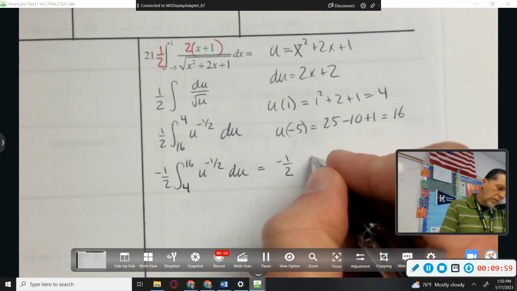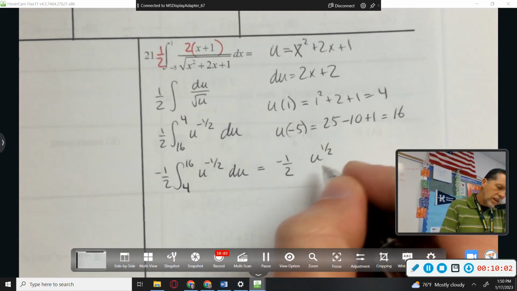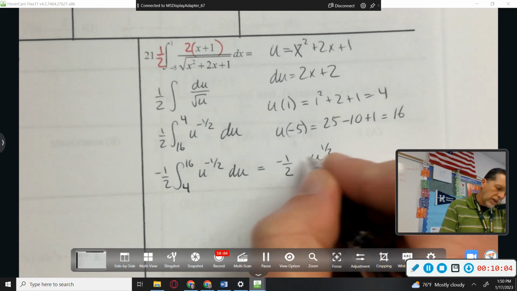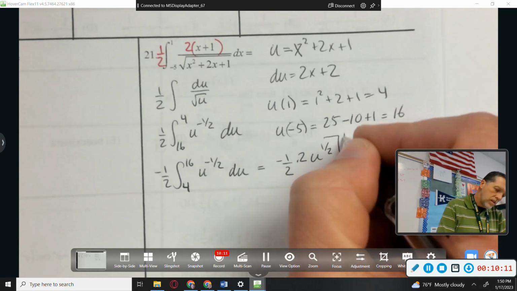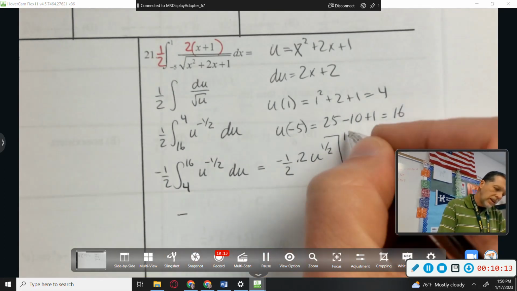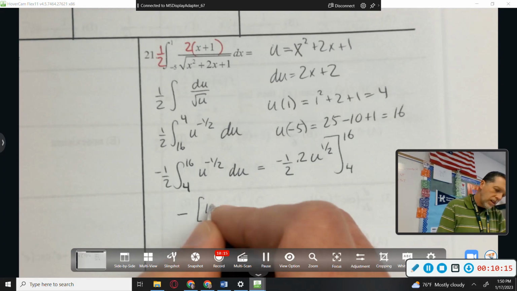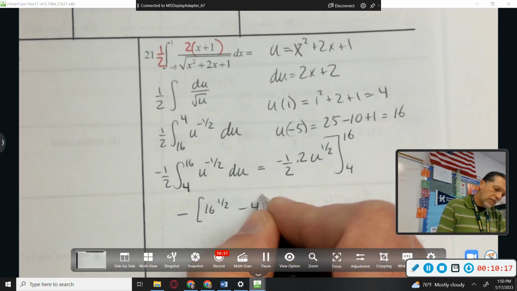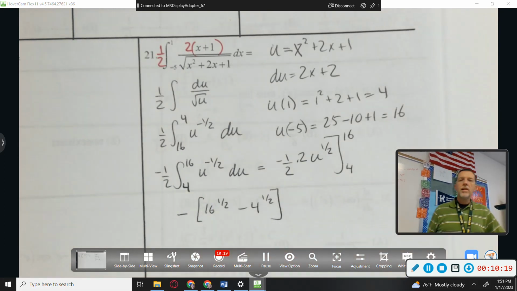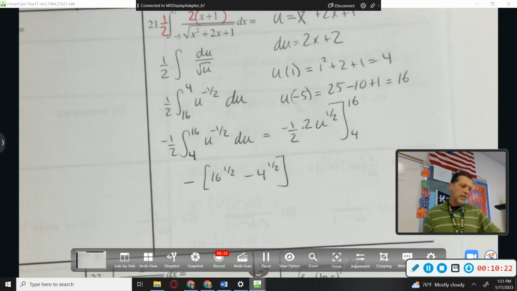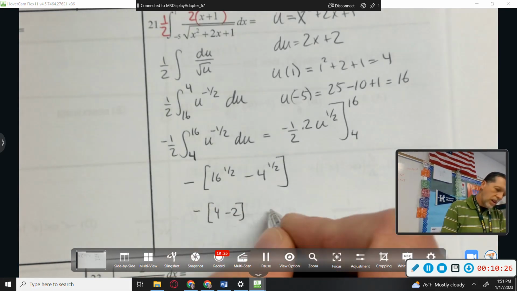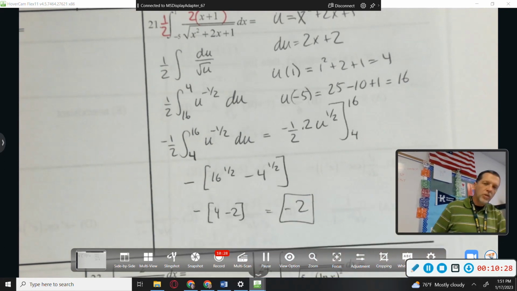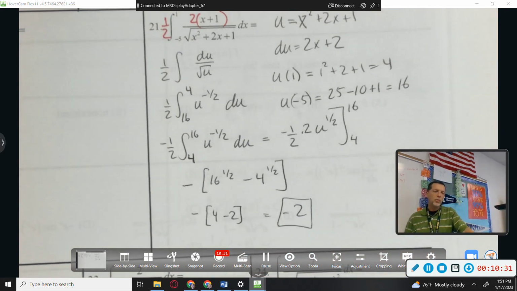Alright, so increase the power by 1. Divide by the new power. So multiply by 2. So negative, 16 to the 1/2 minus 4 to the 1/2. That would be a safe stop. But negative 2 would be the best answer, the multiple choice answer.